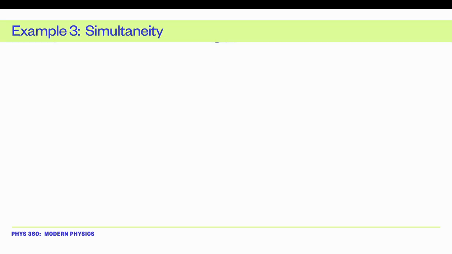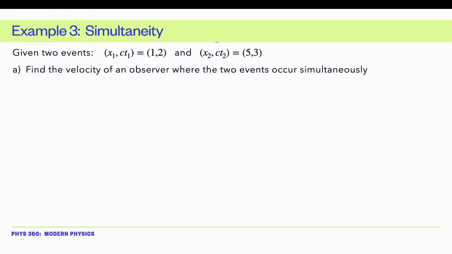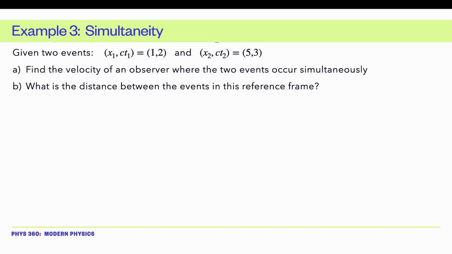All right, next example, simultaneity. Given two events, say one event is at x1 equals 1 and ct1 equals 2, and the second event, x2 is equal to 5, ct2 is equal to 3. The question is, find the velocity of an observer where the two events occur simultaneously, and then in that frame of reference, what's the distance between them?